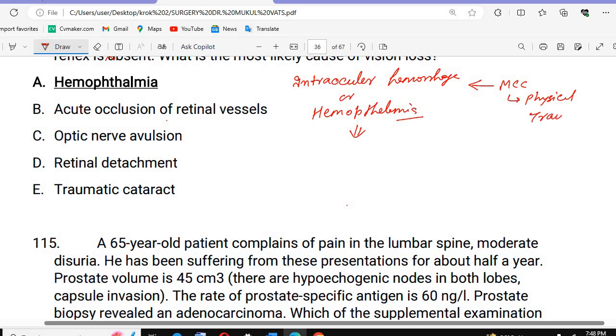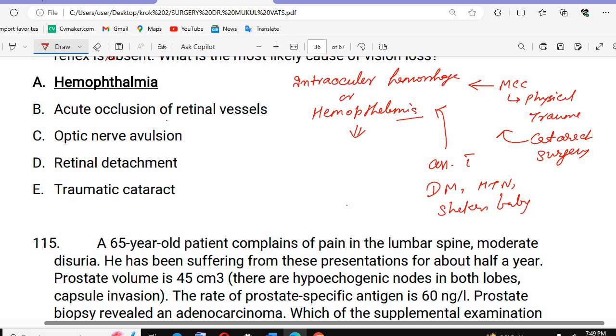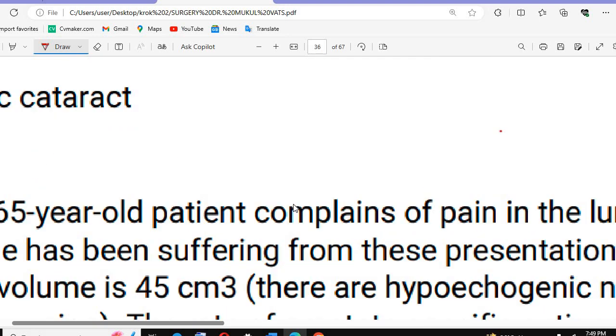Intraocular hemorrhage can also be due to surgery, for example cataract surgery. These types of intraocular hemorrhage, or hemophthalmia, are also associated with conditions like diabetes and hypertension, or sickle cell syndromes. So these kinds of diseases are associated with intraocular hemorrhage. If we talk about the types, the types are based on the location of the bleeding.